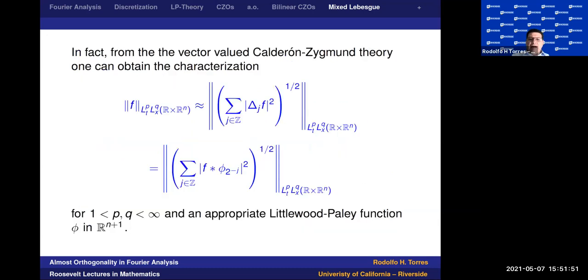In fact, using this vector-valued theory, one can show that this is again the convolution with the function phi, the Littlewood-Paley pieces. One can compute the L^{p,q} norm as a Littlewood-Paley norm, similar to what we did. Of course, if we put p equal to q, this is just L^p in n plus one dimensions. But what these expressions say is that we can compute this still when p is different from q.